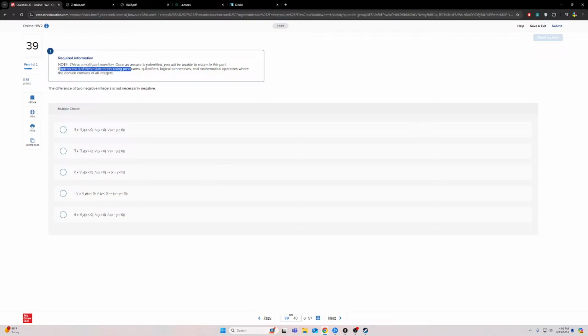Express statements using predicates, quantifiers, logical connectives, and mathematical operators, where the domain consists of all integers. The difference of two negative integers is not necessarily negative. How different are these? X is less than 0 and Y is less than 0. Okay, so everything except for this one.